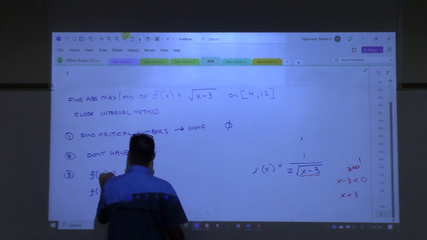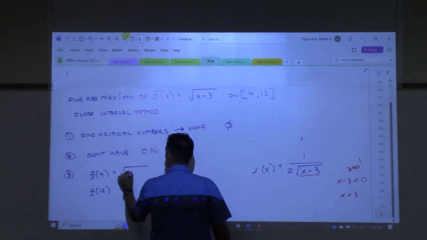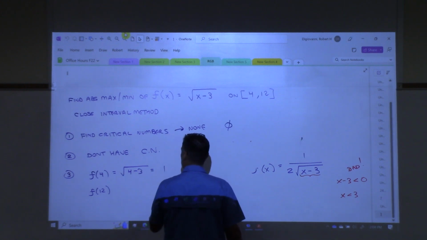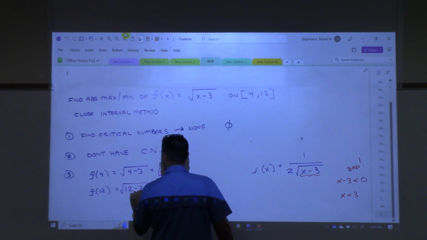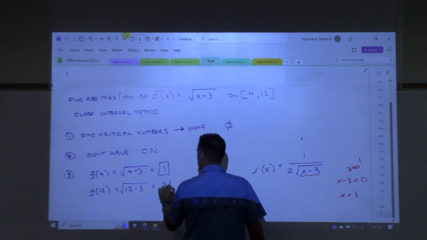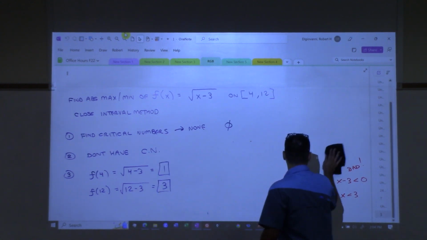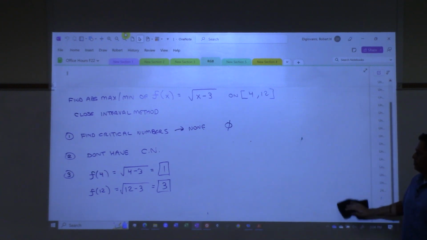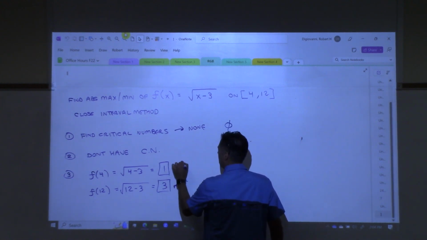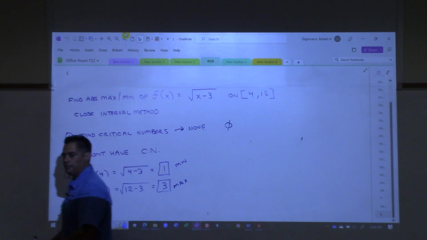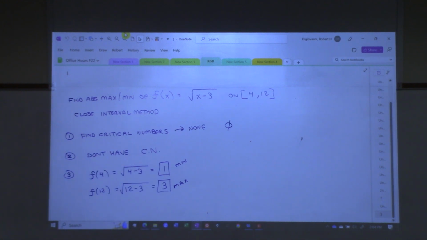And I think I made this so it'll work out nice for you here. Square root of 4 minus 3, square root of 1 is 1. And then square root of 12 minus 3 is 9, square root of 9 is 3. So what's our absolute max? 3. Min, 1. All right, we good?